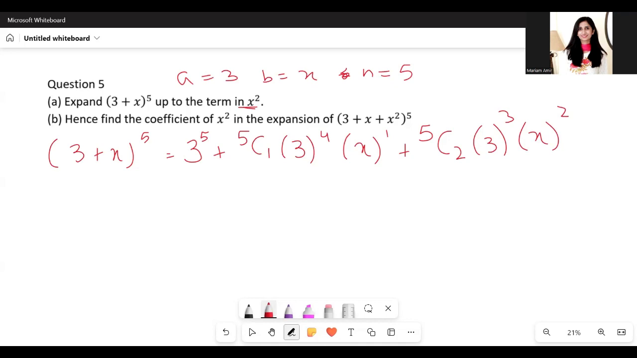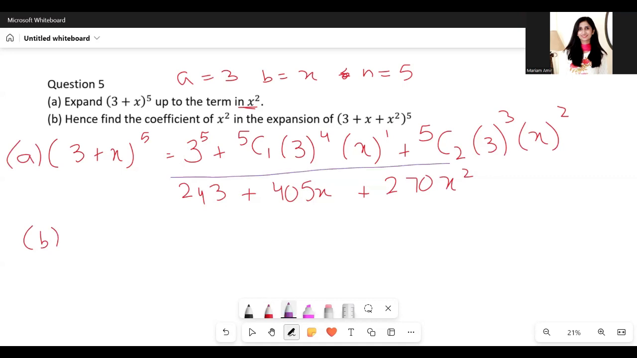So now we simplify these in the calculator. We get 243 here plus enter 5C1 times 3 power 4 in the calculator. That gives you 405x. And then plus enter 5C2 bracket 3 cube in the calculator and you get 270x squared. And this is the expansion till x squared. So we only needed the first three terms of the expansion. Part B, hence, means that we have to use this expansion. Hence, find the coefficient of x squared in the expansion of this.